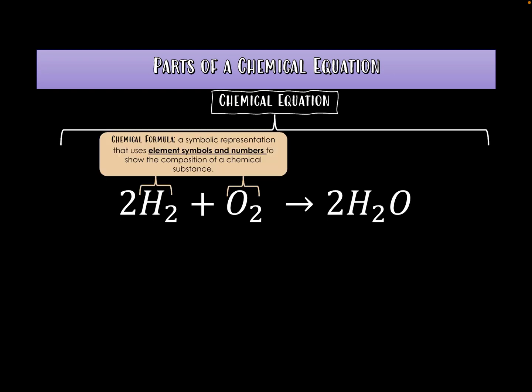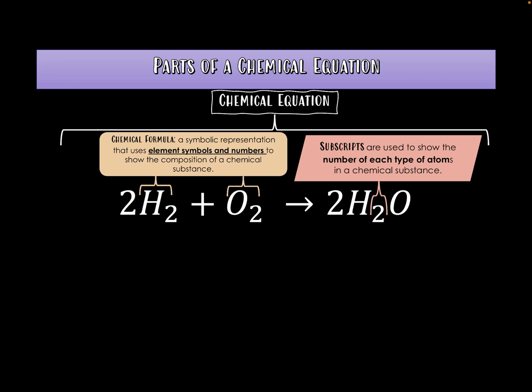A chemical formula is a symbolic representation that uses element symbols and numbers to show the composition of a chemical substance. So a chemical formula tells us what the substance is made of and how many atoms of each element we have in that substance. A subscript is used to show the number of each type of atom in a chemical substance. So the subscript tells us how many of each type of atom we have in that chemical substance.